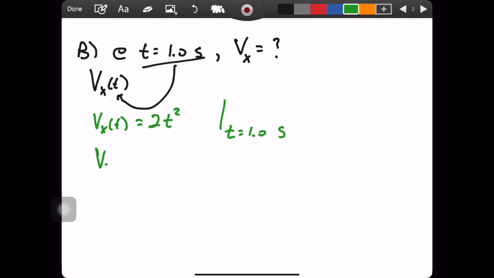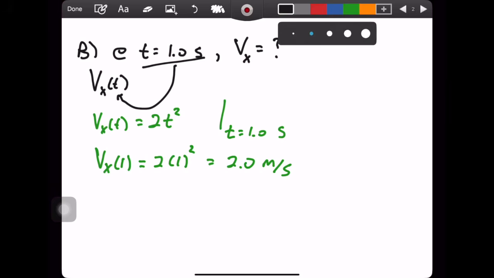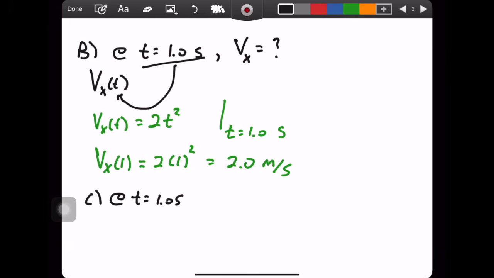So we go vx of 1 equals 2 times 1 squared. 1 squared is 1, and so that's just going to be 2.0, and it's in meters per second with velocity. Part C of the problem asks at t equals 1.0 seconds, what is the acceleration in the x direction?